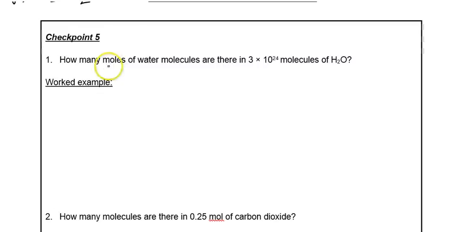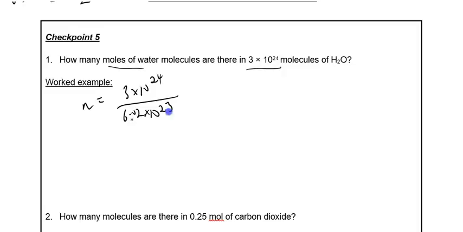How many moles of water molecules are there in 3 times 10 to the power of 24 molecules of H2O? So based on the above equation, number of moles equals number of particles divided by Avogadro's constant. And with this, we will get 4.98 moles of water.